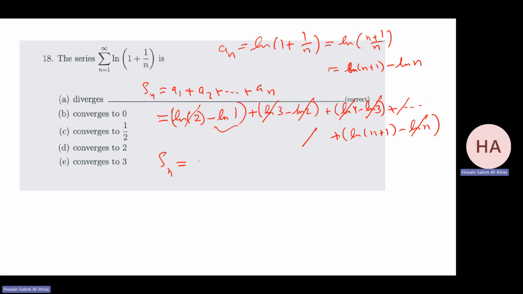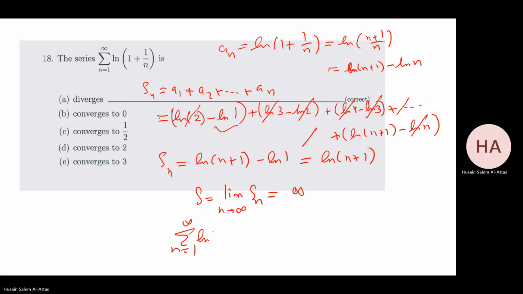What will be Sn? It will be ln(n+1) minus ln 1, which is 0. So that will be ln(n+1). So what is S, the limit as n goes to infinity of Sn? That will be ln infinity, which is infinity. So this series diverges.